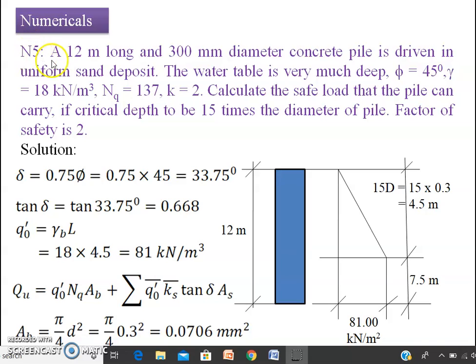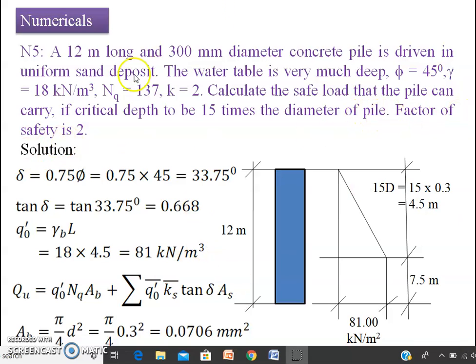It's numerical number 6. The statement is: a 12 meter long and 300 mm diameter concrete pile is driven in a uniform sand deposit. The water table is very deep and the angle of resistance equals 45 degree. Gamma equals 18 kilonewton per meter cube. NQ value is 137. K equals 2. Calculate the safe load that the pile can carry if the critical depth is taken to be 15 times the diameter of the pile. Factor of safety equals 2.